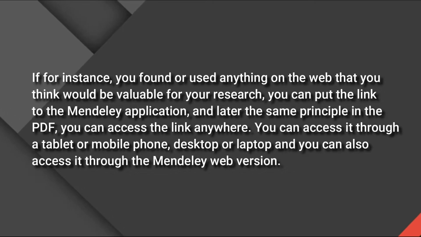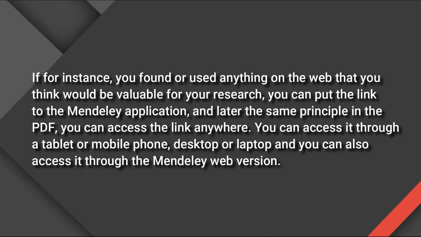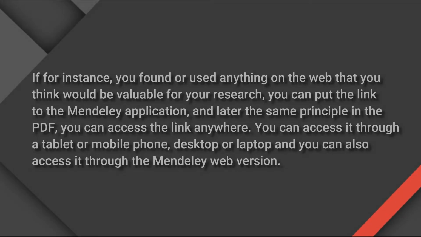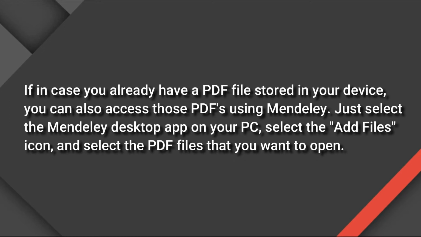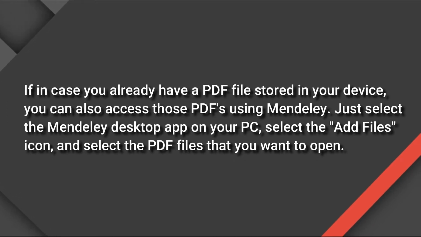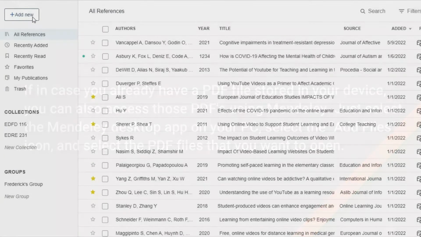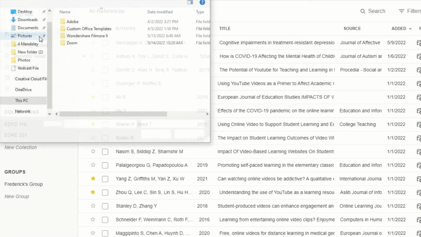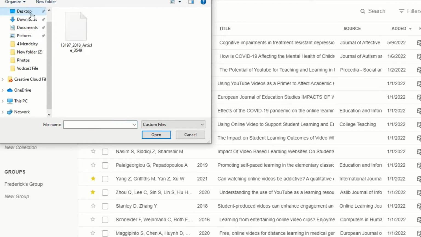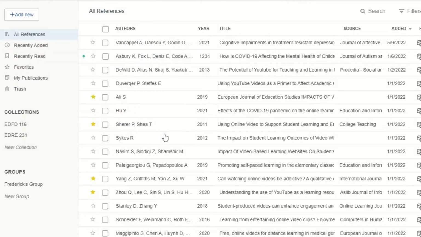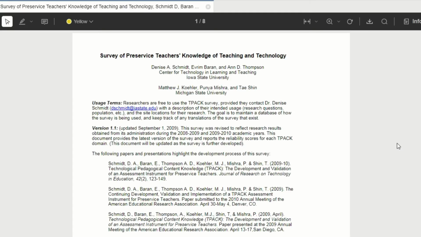You can access it through a tablet, mobile phone, desktop, or laptop, and you can also access it through the Mendeley web version. If you already have a PDF file stored on your device, you can also access those PDFs using Mendeley. Just select the Mendeley desktop app on your PC, select the Add Files icon, and select the PDF files that you want to open.